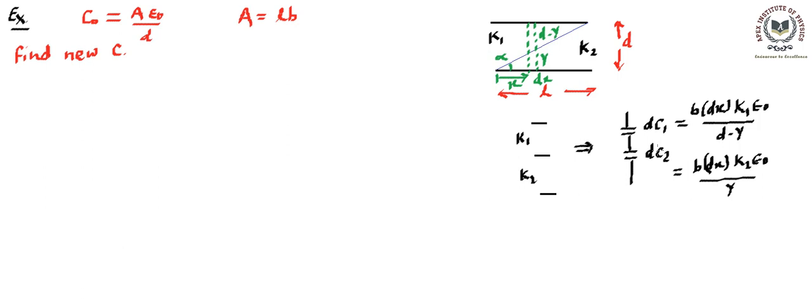Now once we know these differential capacitances, we can find out they are connected in series. So using the series formula, we can find out what the dC is going to be, that means the equivalent of these two. So we can write dC, the differential capacitance in series combination, is going to be given by this formula: 1 upon dC is equal to 1 upon dC1 plus 1 upon dC2. Now this is one capacitance equivalent to this differential element.